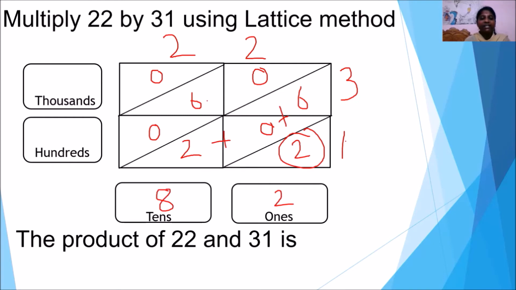Next, add the hundreds place. 0 plus 6 is 6. 6 plus 0 is 6. In the thousands place, we don't have any number. It's a 0 only. You can write 0 in the thousands place. The product of 22 and 31 is 682.